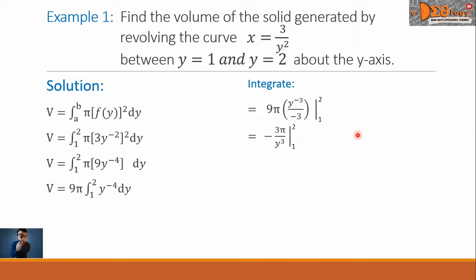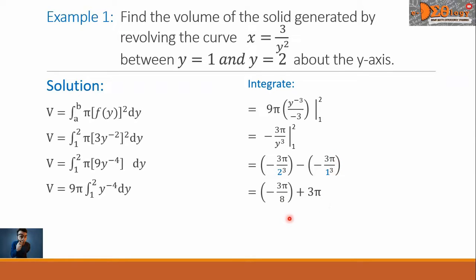Let us evaluate this with respect to the limits of integration. So we have this first group, negative 3 pi over 2 cubed, minus the second group, negative 3 pi over 1 cubed. In the first group, we can simplify the denominator, and it becomes 8. And then negative and negative becomes positive. This 1 cubed in the denominator is simply 1. So 3 pi over 1 is 3 pi.